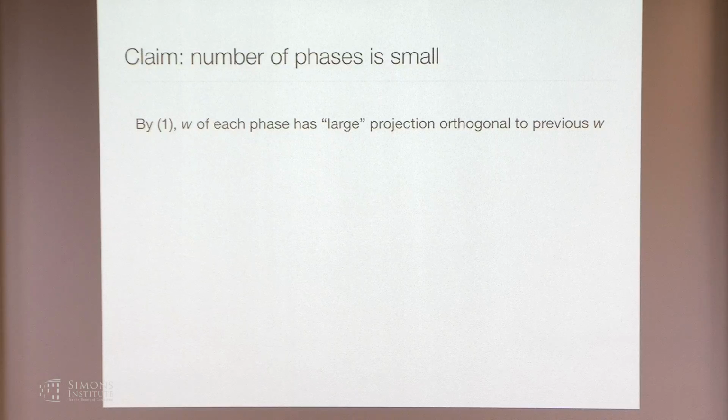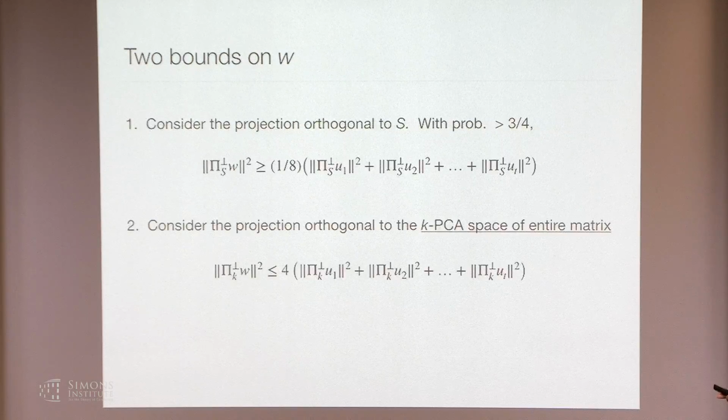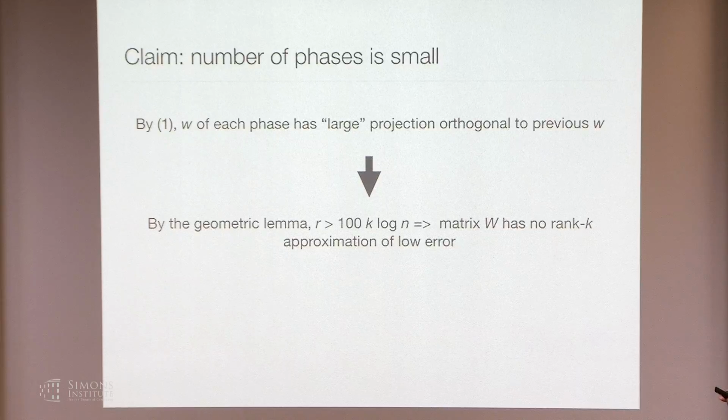This is nice because it allows us to use this geometric lemma that we defined. It says that if your number of R's is more than k log n, then the matrix W has a rank k error of at least this C. So we are not done yet, because this is some new matrix W. All we showed is that it has a large rank k error.